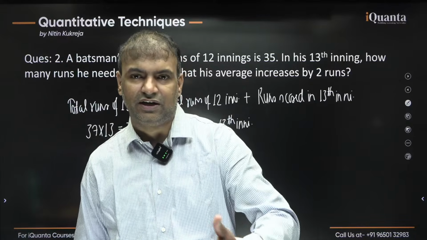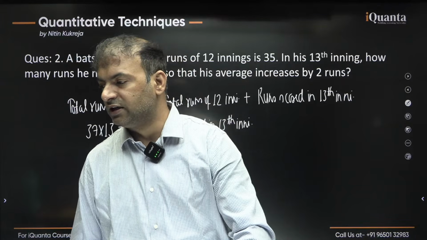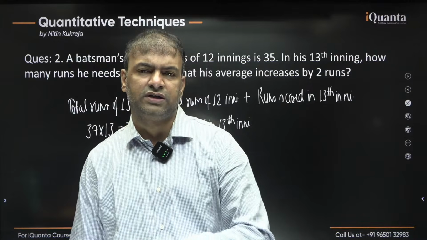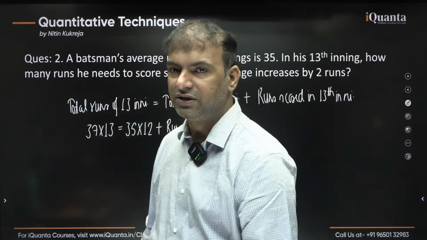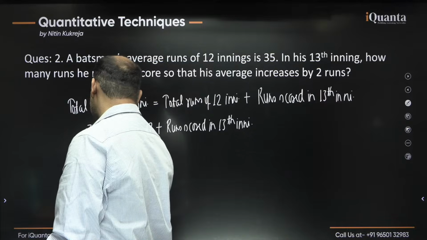By splitting it, you can do this faster. So 37 into 10 is 370 and 37 into 3 is 111, okay? So 370 plus 111 is, we can say, 481, all right?